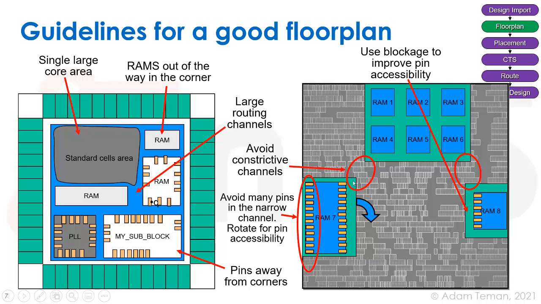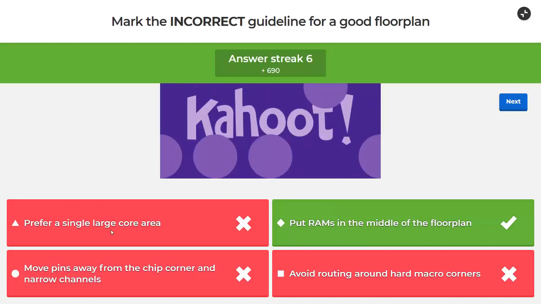Move the pins away from corners. That's another one. So back to our Kahoot, we said prefer a single large core area, and this is something we really want to do. It'll help us get a much better result for our placement.